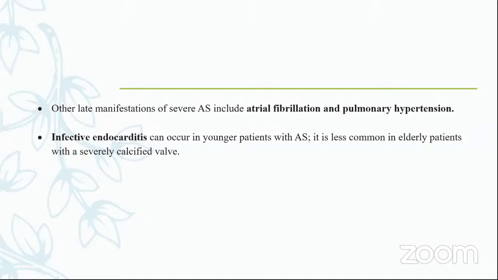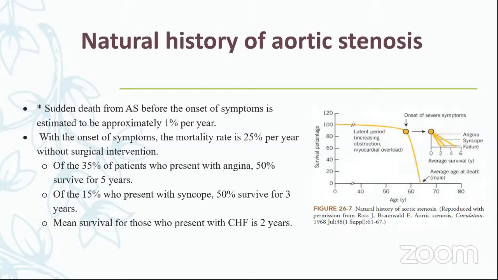Other late manifestations of severe AS include AF and pulmonary hypertension, and sometimes infective endocarditis can occur in younger patients with AS. It is less common in elderly patients with severely calcified valve.